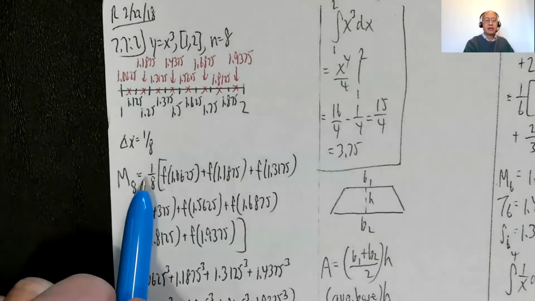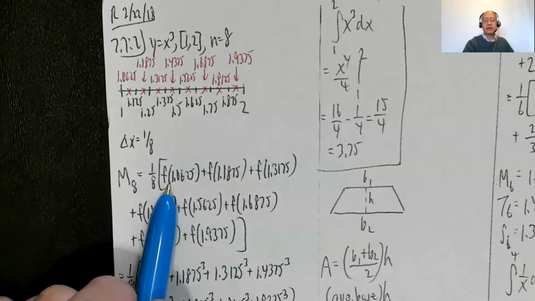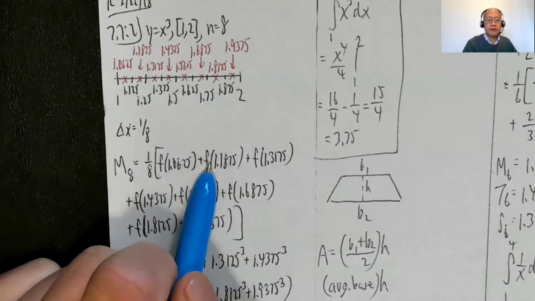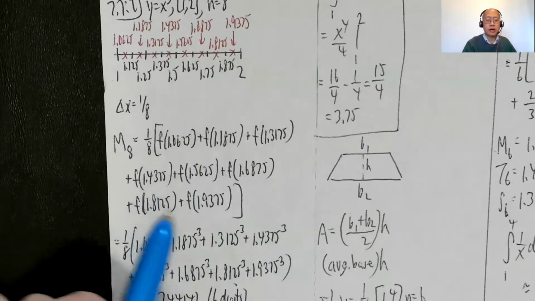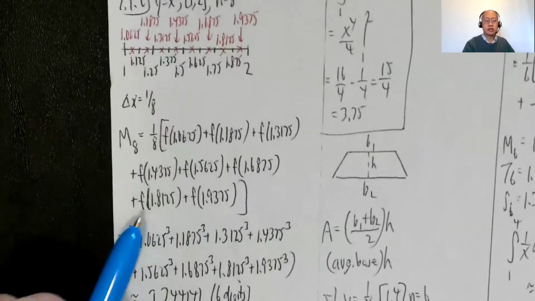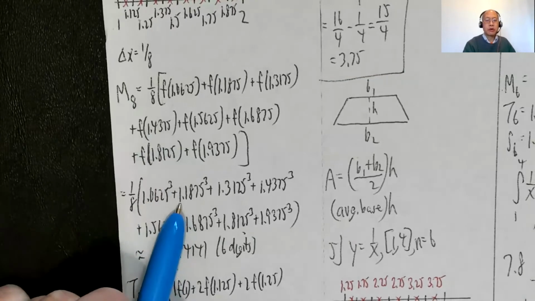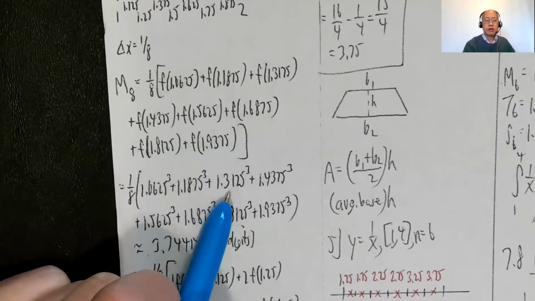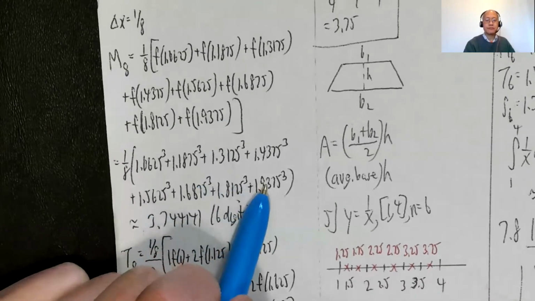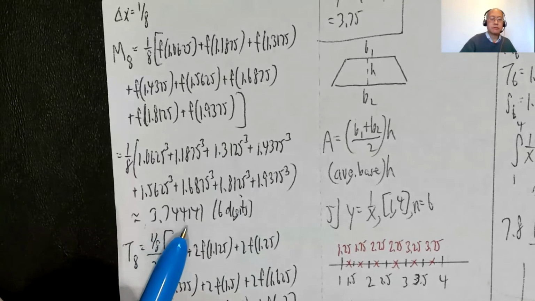So M8 is delta x, 1/8, and then 1 times all the function values, which means you don't have to do anything to it. So the function values at the midpoints, 1.0625, 1.1875, 1.3125, and so on, up to f of 1.9375. The function is the cubing function, so I cube all these. So it's 1/8, 1.0625 cubed, plus 1.1875 cubed, plus 1.3125 cubed, and so on, up to 1.9375 cubed. Punch it in your machine, it's about 3.744141.